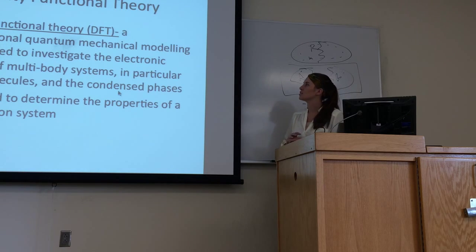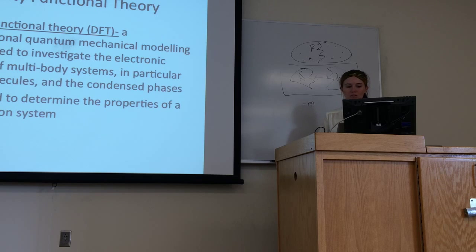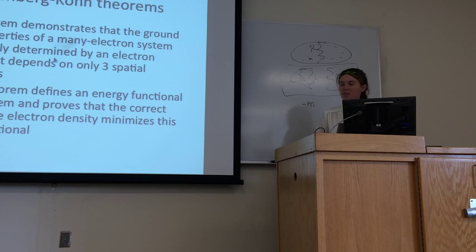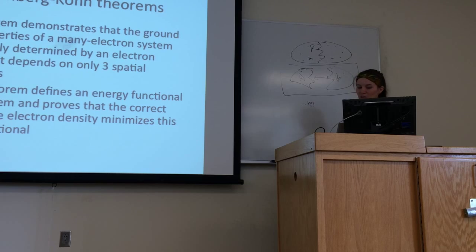Okay, so first, the density functional theory is just a computational modeling method in order to investigate electronic structures of many-body systems and their properties. So the first theorem that we discussed yesterday talks about the ground state properties and how they're uniquely determined by those three spatial coordinates of an electron density. And then the second theorem defines an energy functional for the system and proves that the correct ground state electron density minimizes this energy functional.